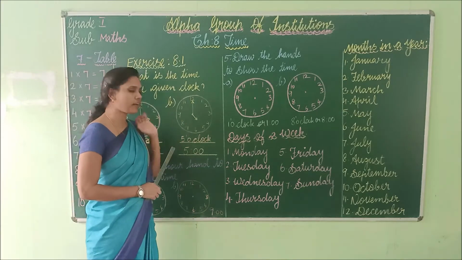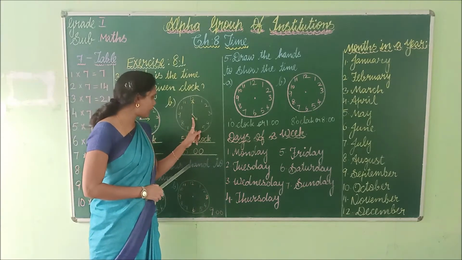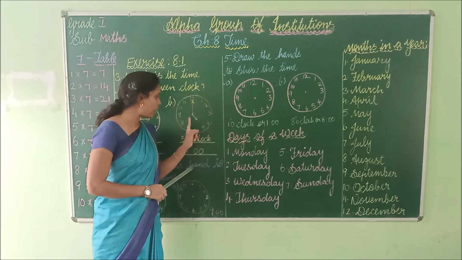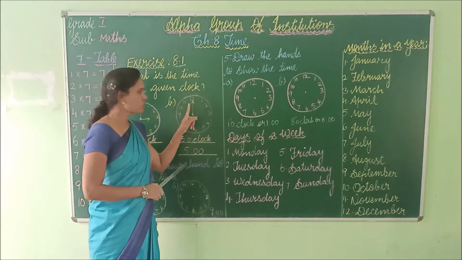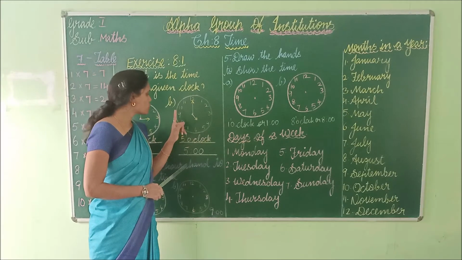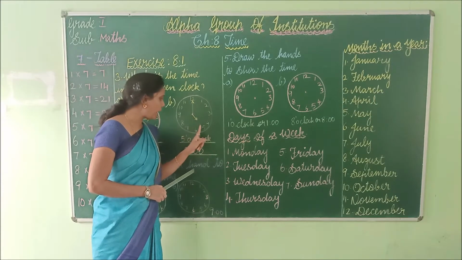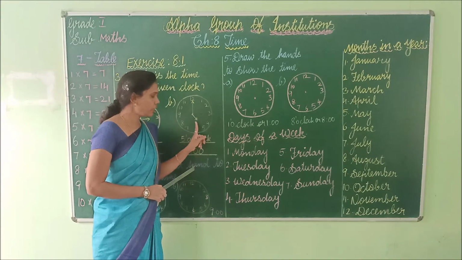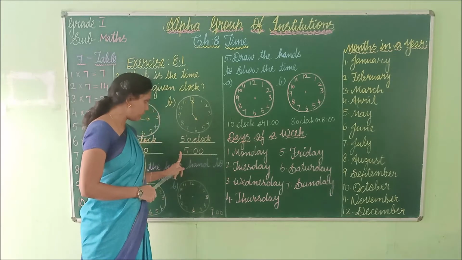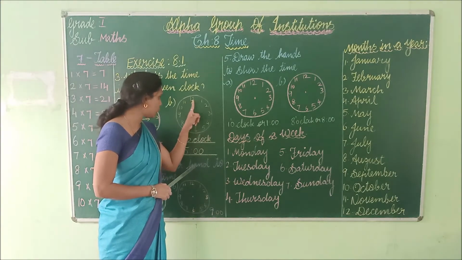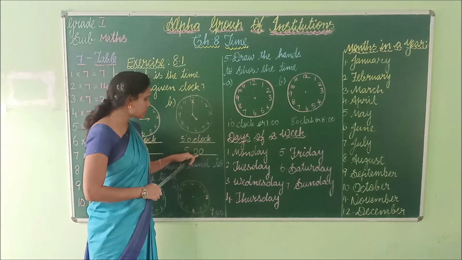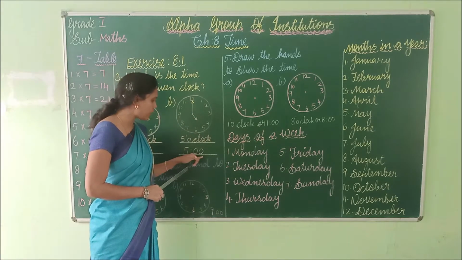Just check the hour hand first. Okay. The hour hand and see where it is pointing. Okay. Here I have written the numbers. So you know the numbers, right? So see the short hand where it is pointing. Okay. That number you have to write first and the long hand if it is straight to 12 means the time is 0. Okay. That is 5 o'clock.